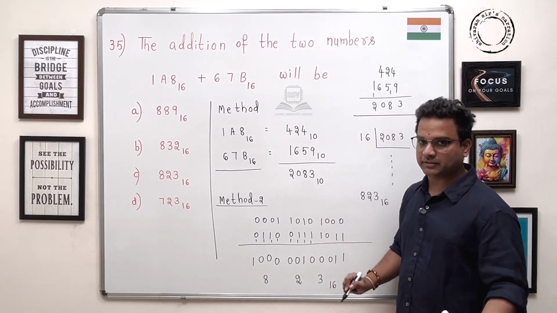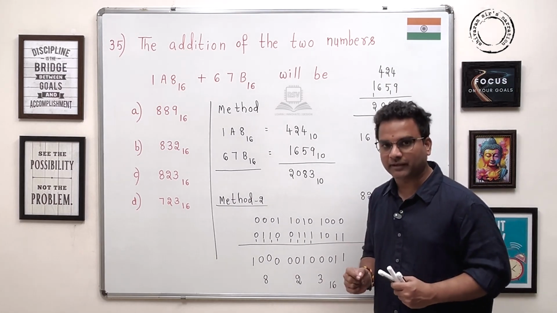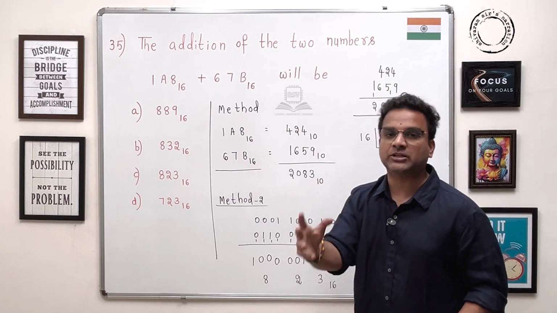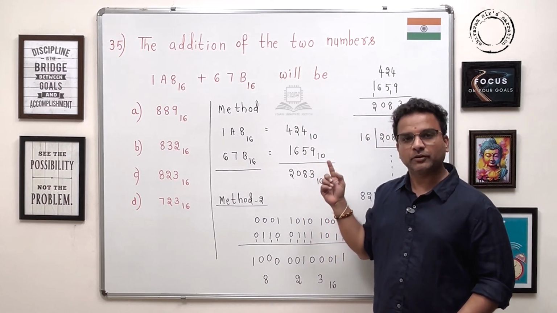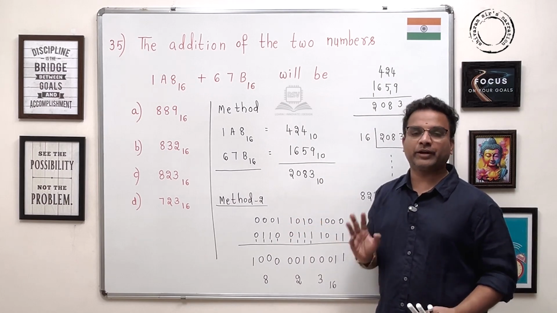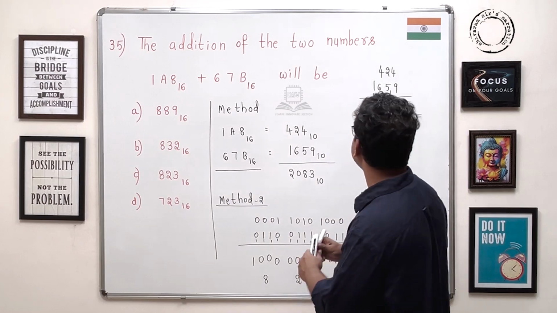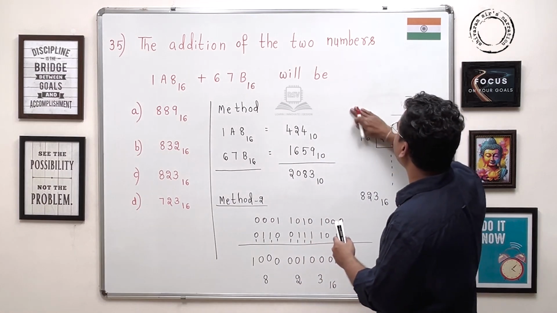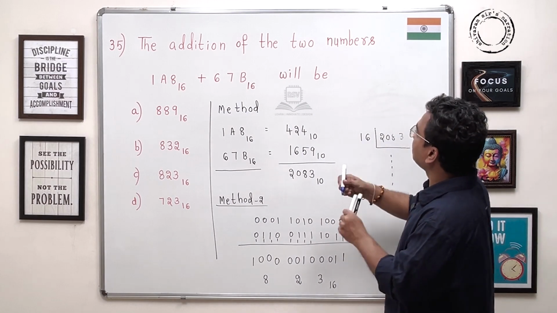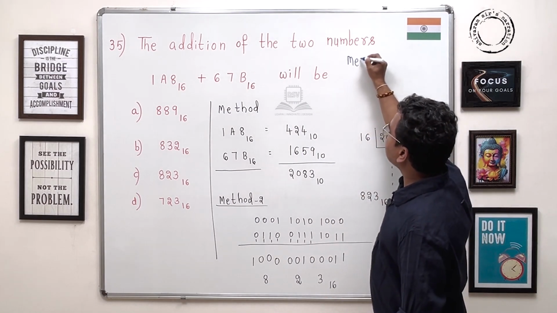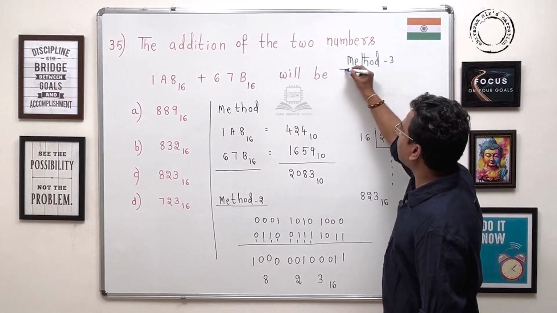However, guys, we have method 3, that is hexadecimal addition only. Why are you going to some other number system? No, they asked you hexadecimal addition. Why don't you do it as it is? Now, let us take this hexadecimal addition, for example, that is method 3. In method 3, we are doing the hexadecimal addition directly.